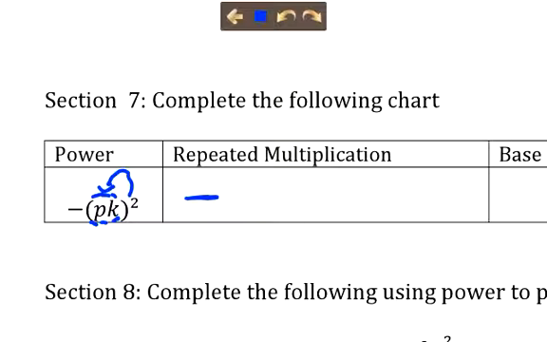So you just write it. But it's saying I have 2 bubbles that are multiplying together. And in the bubble is pk. So if I wrote that out as multiplication, it would be the negative by itself, then 1 pk bubble times another pk bubble.